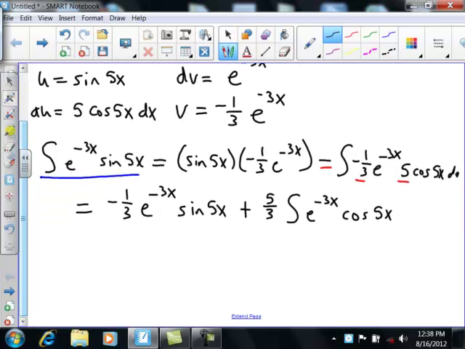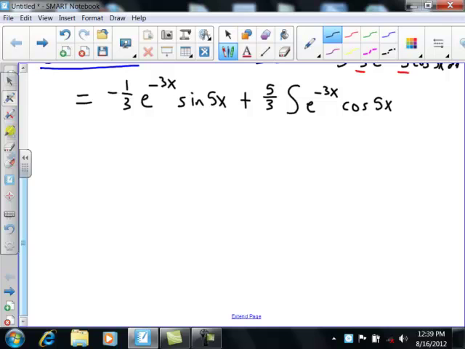All right. So when I get there, I'm still, again, trying to find out what the integral of e to the negative 3x sine 5x is. So I still have basically the same problem that I had just a minute ago, in that looking at e to the negative 3x cosine 5x, I really don't have any way that I can integrate that. So for a minute here, I'm just going to work on this integral down here.